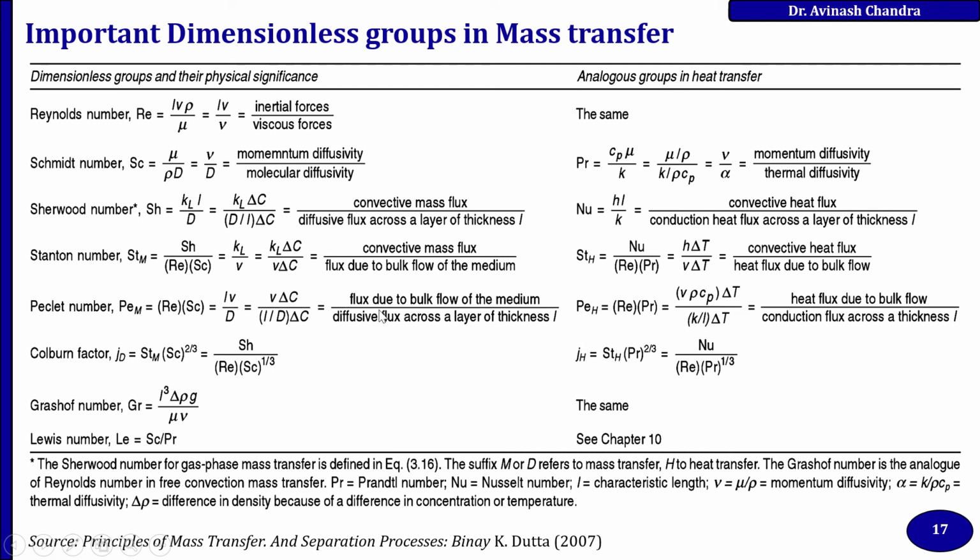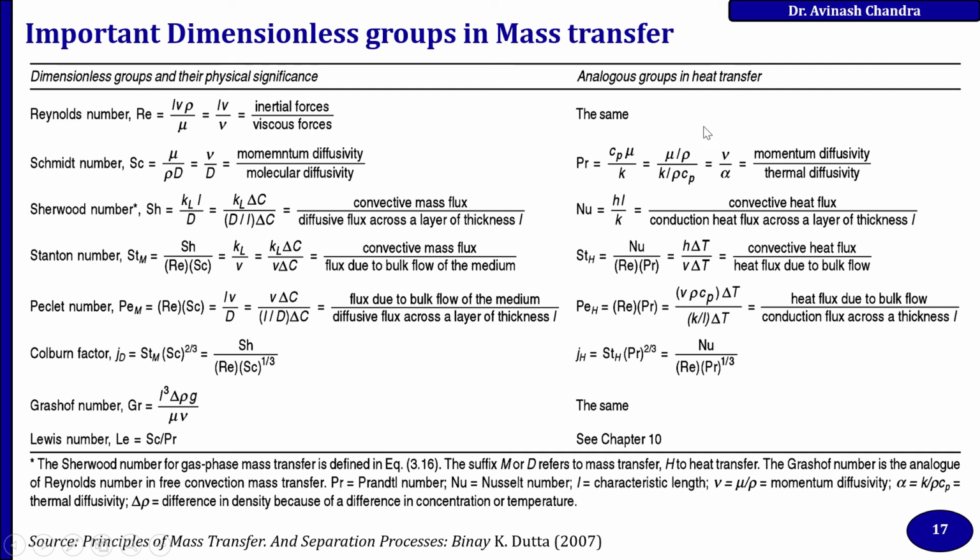So this is the flux due to the bulk flow of the medium divided by the flux across a layer of thickness L, and the Colburn factor JD for diffusion can be written as Stanton number into Schmidt number power, and the Stanton number is the total combination of Sherwood, Reynolds and Schmidt number. The other number is the Grashof number, and this number is provided for natural convection, and the Lewis number is the Schmidt number divided by the Prandtl number.